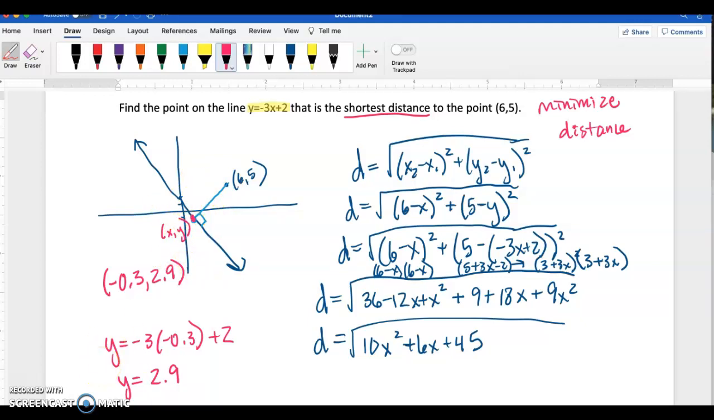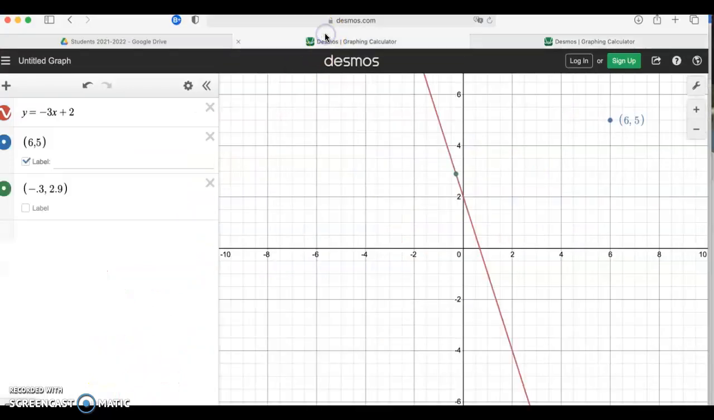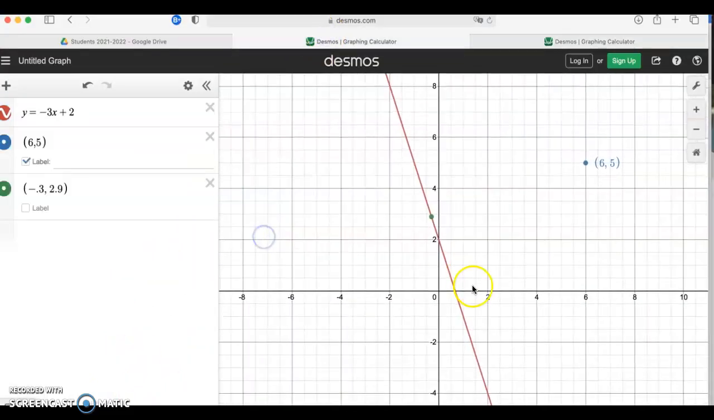So let's take a look at what that looks like. Otherwise, I'll pull up this other Desmos here. So you can see this is a much better graph. I think I put my y-intercept in the wrong spot in the last one. Do forgive me, that should have been plus 2. So here is the line that we graphed, y equals negative 3x plus 2. The point 6 comma 5 was over here, and this is negative 0.3 comma 2.9. So if you graphed a line that went in between those, you would see that it is perpendicular, and that's how we can find the point that creates a minimum distance. So if you have any questions, let me know.